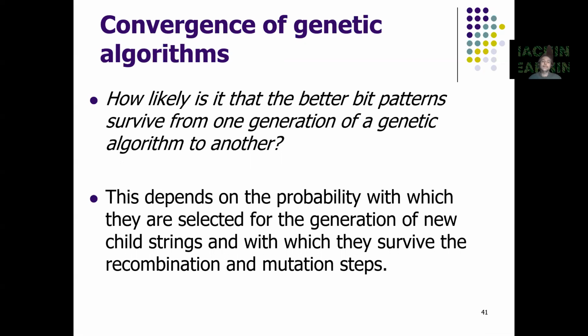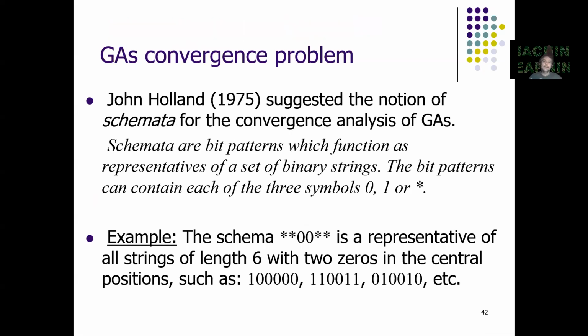Everything depends on the probability by which individuals are selected from generation to generation, the probability that the crossover and the mutation are applied. The theorem was introduced in 1975 by Holland, and it's based on the concept of schemata. Schemata are bit patterns which function as representatives of a set of binary strings. So a bit pattern may contain three symbols: 0, 1, or star.